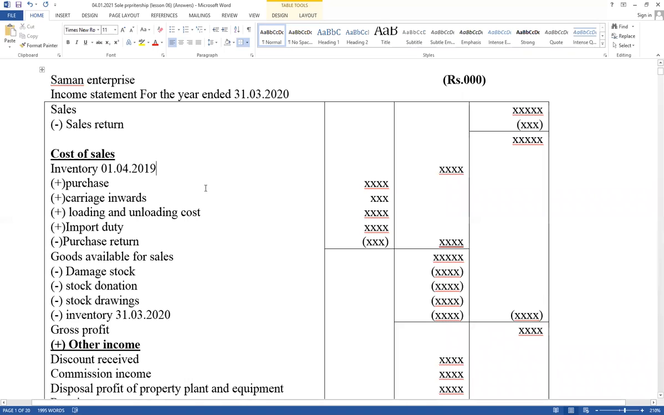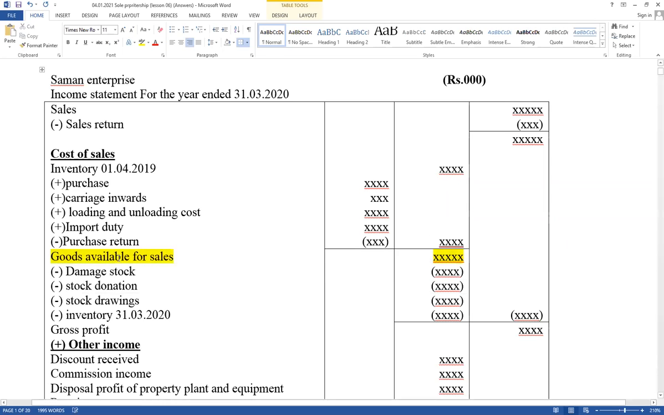Carriage inwards, loading unloading cost, and import duty, as well as purchase return if it is given, should be deducted. Therefore, those kinds of expense cannot be included under administration, under distribution, or under other expense. Those are part of purchases and should be included under purchases, first column. Then take the net value, second column. After that, opening inventory plus this correct purchase value. Then the answer is goods available for sale.